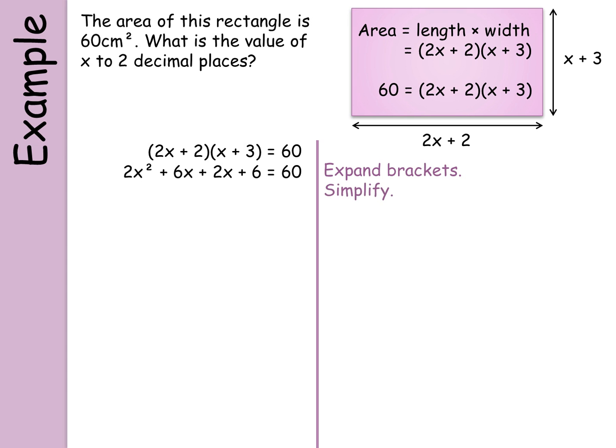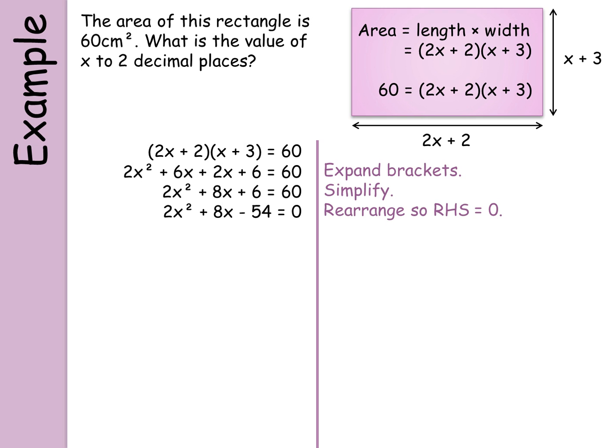I then need to simplify before I go any further. So that gives me 2x squared plus 8x plus 6 equals 60. I'm then going to rearrange to make the right hand side equal 0, so I'll need to subtract 60 from both sides of the equation. That leaves me with 2x squared plus 8x minus 54 equals 0. The minus 54 has come from subtracting 60 from 6.